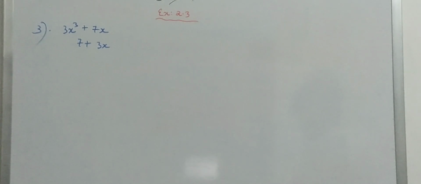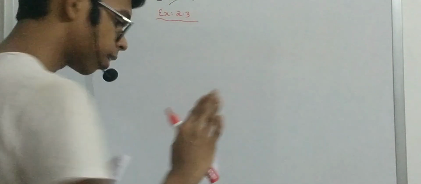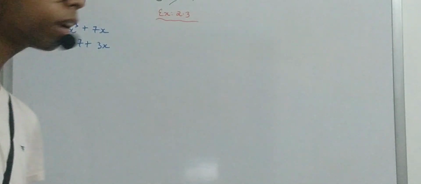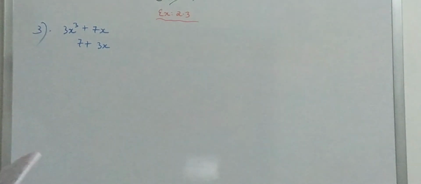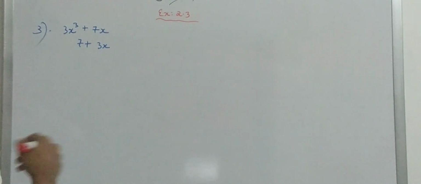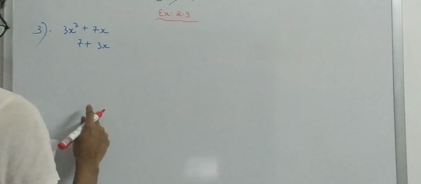So our next question is: check whether 7 plus 3x is a factor of 3x cube plus 7x. A similar question was done in our example also. I have told you that in such types of questions, where they ask whether it is a factor or a multiple, we have to show that the remainder will be equal to 0. So first of all, let's find the remainder.